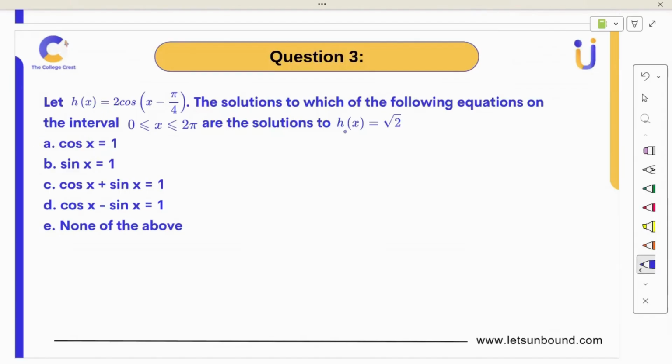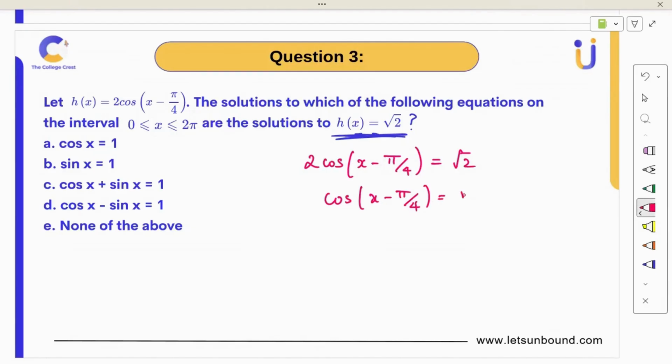So when you make an equation h of x is equal to root 2, that solution and one of the option solutions will match. For the interval 0 to 2 pi, we need to find which option matches here. So let me construct an equation. H of x is equal to root 2, in the sense, what is h of x? 2 cos of x minus pi by 4 equals root 2. Right? So let me divide by the 2 there. I will get cos of x minus pi by 4 is root 2 over 2.